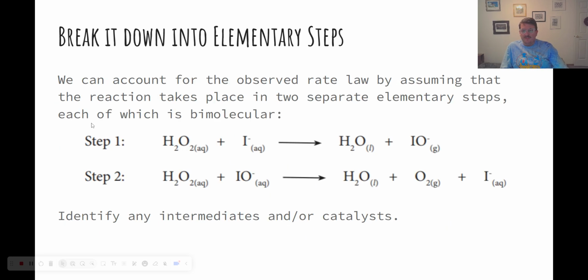Now, if you had a problem that gave you this mechanism, and then it gave you a second mechanism that was almost identical, but say it had 2I⁻ right there, that mechanism would not be as valid because that would be a termolecular step, which is unlikely to occur.